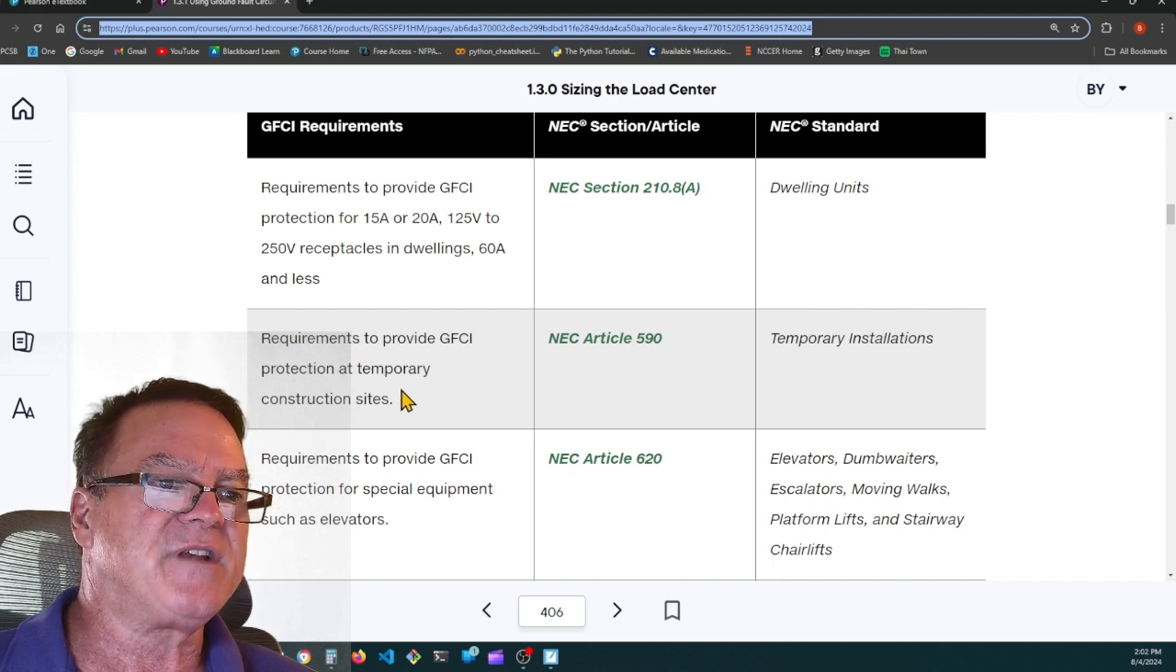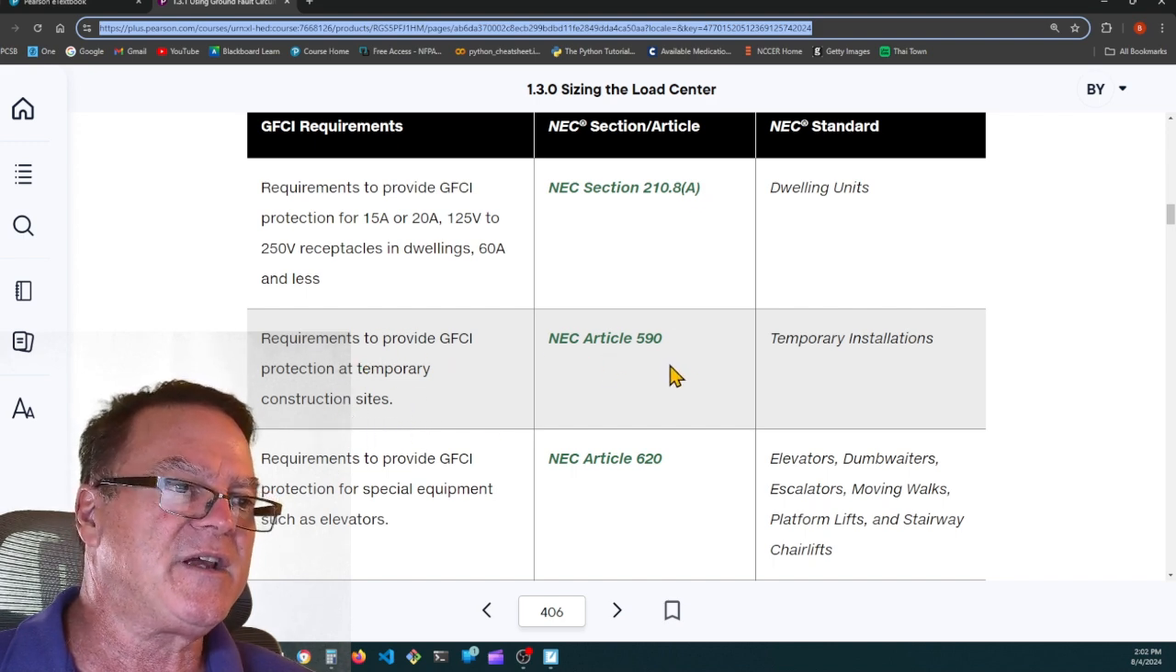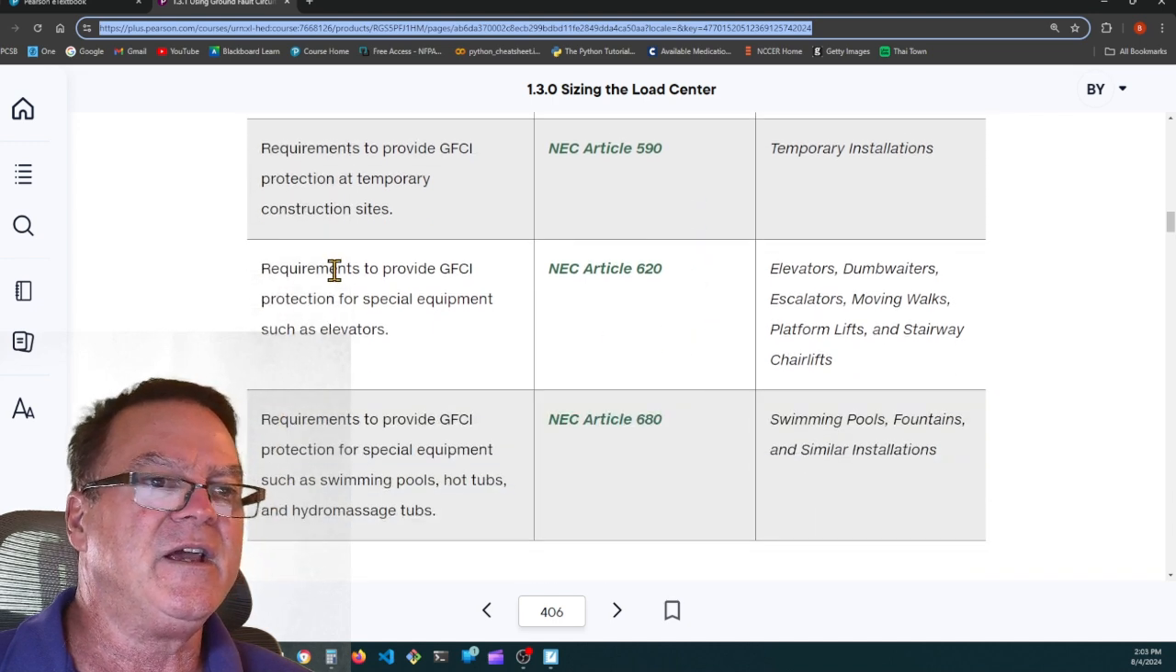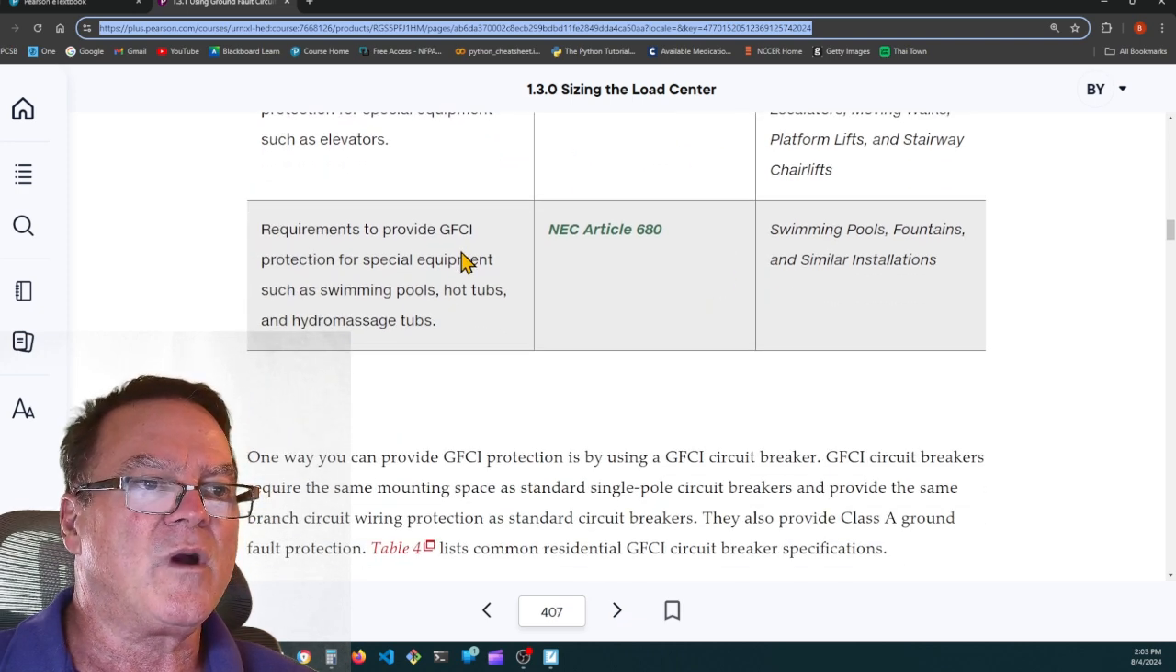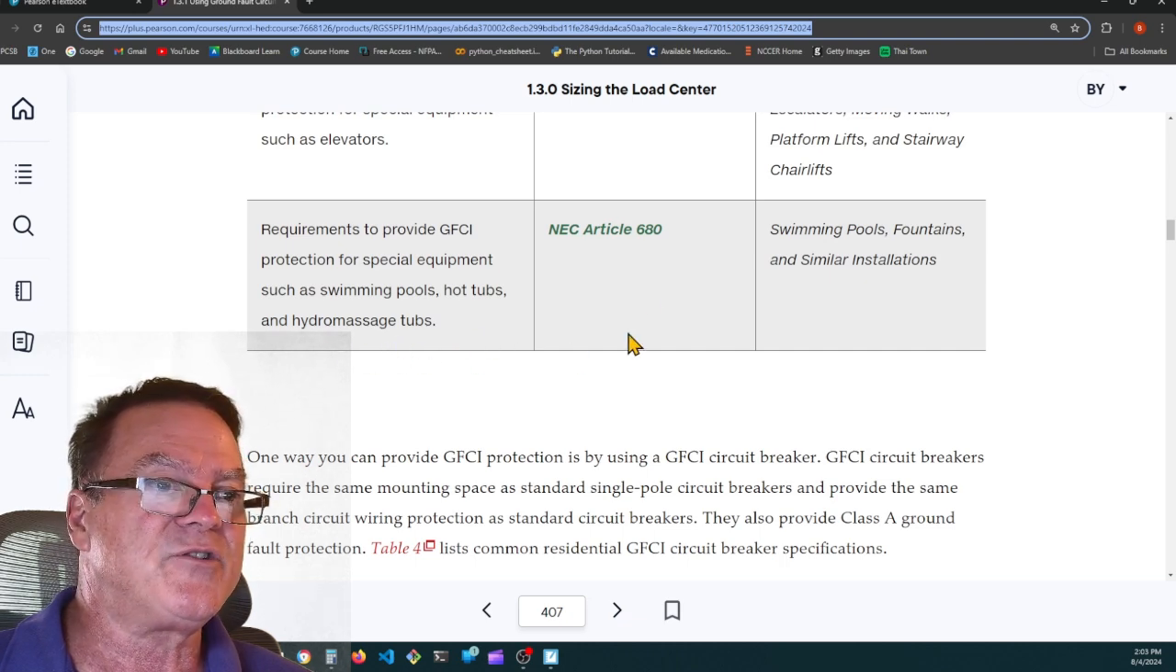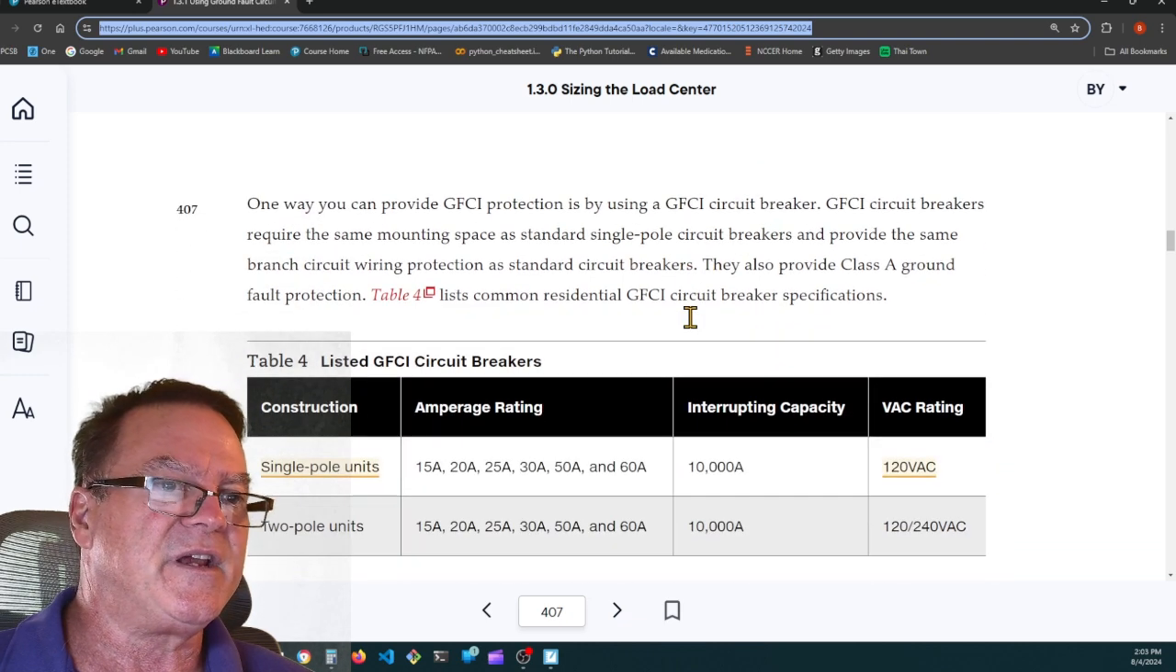Requirements to provide GFCI protection at temporary construction sites, Article 590. Requirements to provide GFCI protection for special equipment such as elevators, Article 620. Requirements to provide GFCI protection for special equipment such as swimming pools, hot tubs, and hydro massage, Article 680.